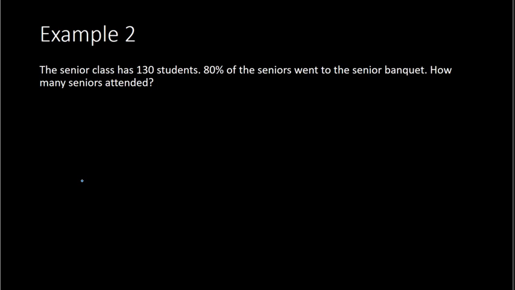Example 2. The senior class has 130 students. 80% of the seniors went to the senior banquet. How many seniors attended? So this one is a little bit different than the last one. What we're trying to do is find what is 80% of 130. So 80% of 130. The word of means multiply. So I take 80% or 0.8, multiply it by 130, and that would be my solution.